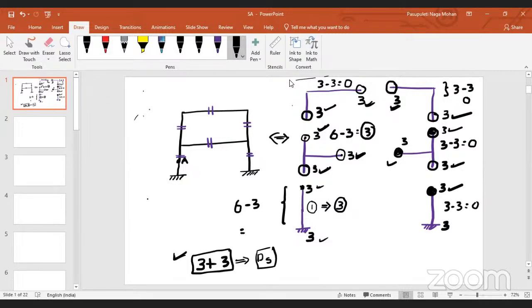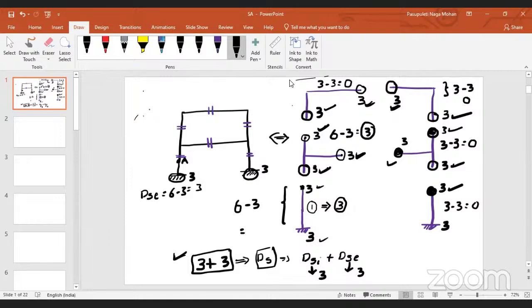As we have already discussed, indeterminacy can be divided into internal indeterminacy plus external indeterminacy. From the support, you can understand, right? Suppose you look at the supports, the entire frame. 3 will exist here, 3 will exist here. So from this, you can directly know the external indeterminacy is total unknown 6, 6 minus 3, 3. That means out of these 6, 3 will be external indeterminacy and the remaining 3 will be internal indeterminacy.